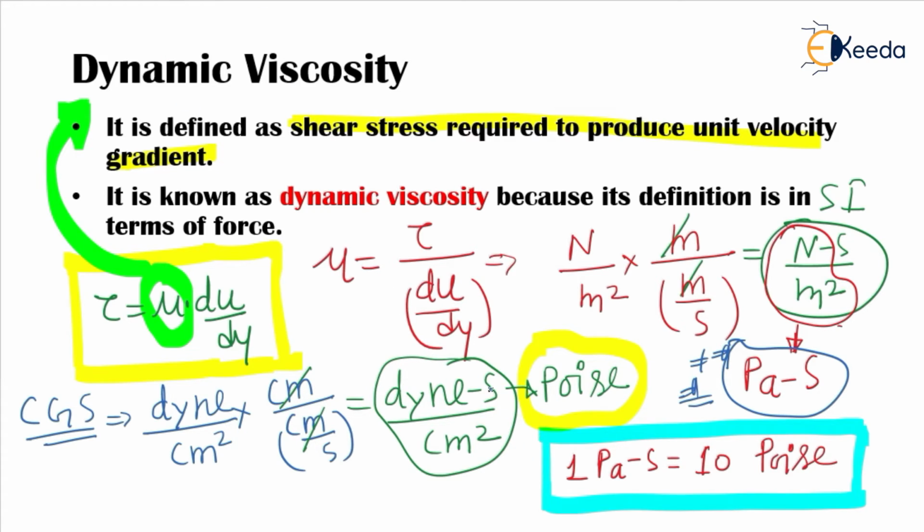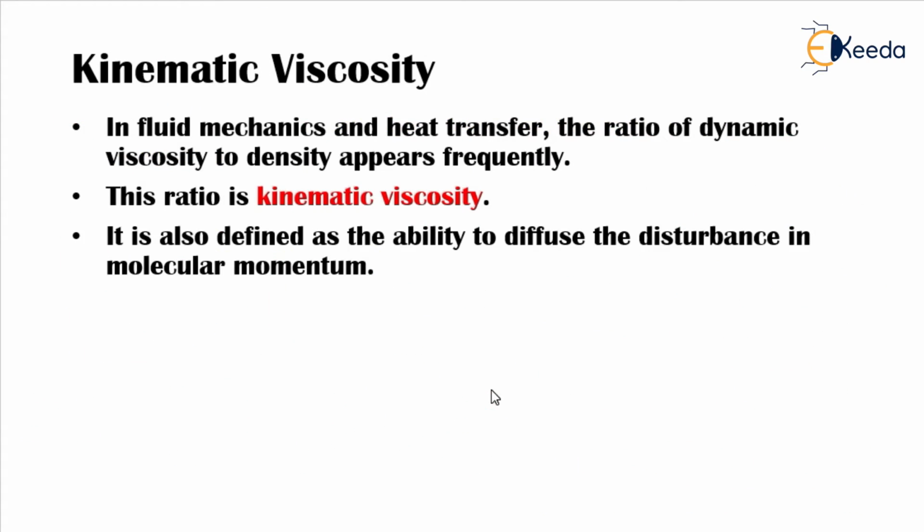Now, moving on to kinematic viscosity. What is kinematic viscosity? In fluid mechanics and heat transfer, two important subjects, the ratio of dynamic viscosity to density appears frequently. That's why it was given a name, known as kinematic viscosity. It is defined as the ability to diffuse the disturbance in molecular momentum.